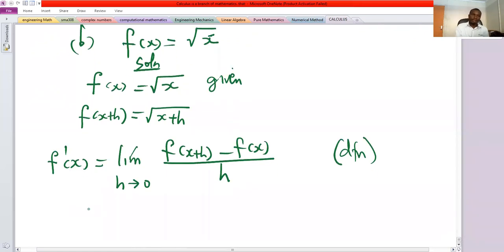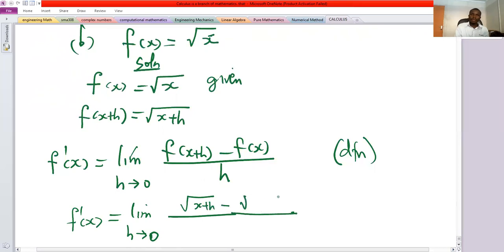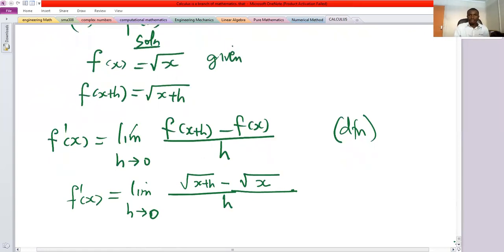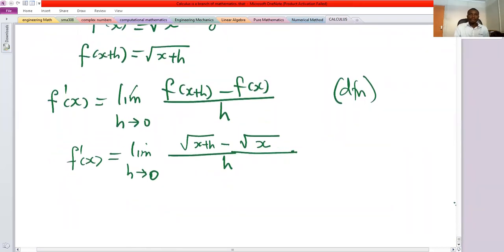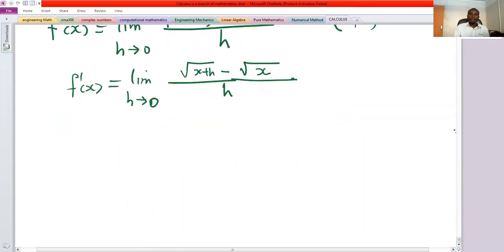Now we'll have the derivative as limit as h approaches 0. This will be replaced by square root of x plus h minus square root of x divided by h. Now we use rationalization of the numerator to simplify this expression.